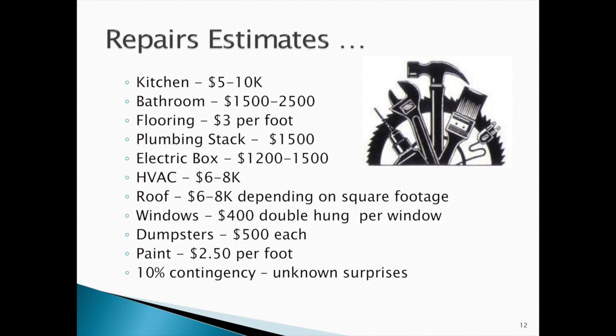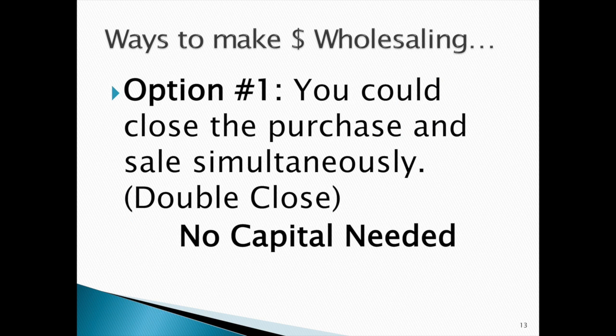It is, absolutely. Okay, so the next thing, we're all excited about wholesaling. Well, how do we make money in wholesaling? In my opinion, there are three different ways. The first option, which is my favorite, is you can close the purchase and sale simultaneously. It's called a double close. There's no capital required if you do what we call a dry close, meaning I don't have to bring any money. Some title companies, or some lenders if you're doing short sales and that sort of thing, will require that you actually bring a check.